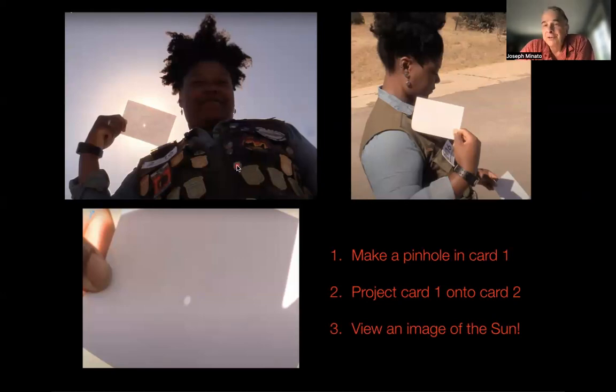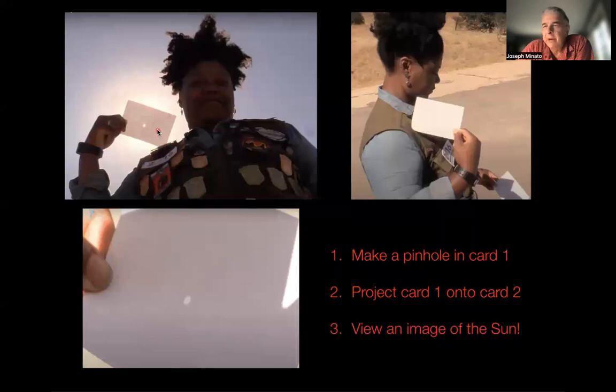Here is a ranger for, I think it's the National Park Service. I think her name was Clarice. And she demonstrated this. And she just took an index card, an everyday index card, and she poked a hole in it. And then she turned her back to the sun and she held it up like that.